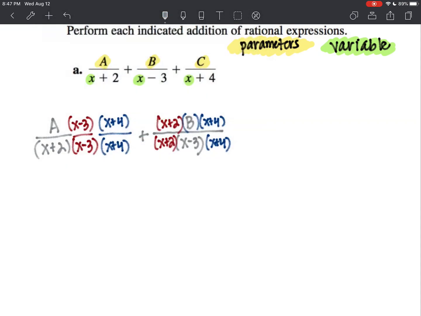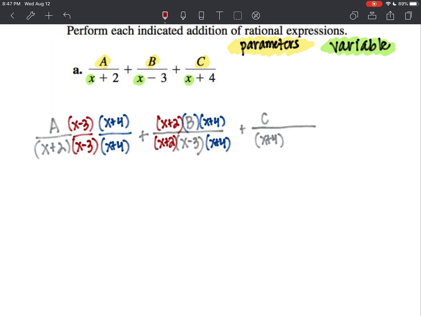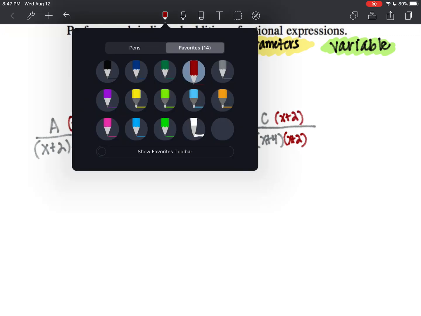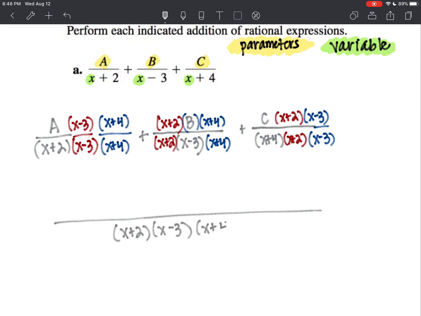And then the last fraction, rather than try and center this bad boy, I'm just going to put it on the left-hand side. The x plus 4 needs an x plus 2. All right, so x plus 2 over x plus 2. And then it also needs an x minus 3. So now we can clean this up, rewrite it all over one denominator, which is x plus 2, x minus 3, x plus 4.